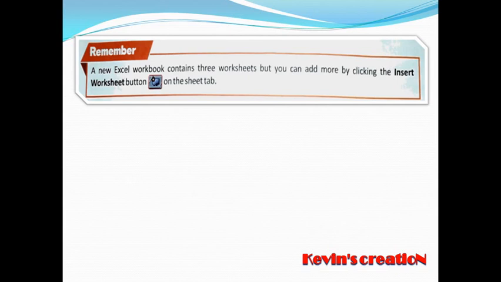Now there are a few things you must remember. A new Excel workbook contains 3 worksheets. I showed you Sheet1, Sheet2 and Sheet3. By default they have 3, but if you want you can add more by clicking the insert worksheet button on the sheet tab. That means you can have Sheet4 also, Sheet5 also. So the worksheet is very big and the workbook is also very big. Not only do we have 3 worksheets, but we can have more.